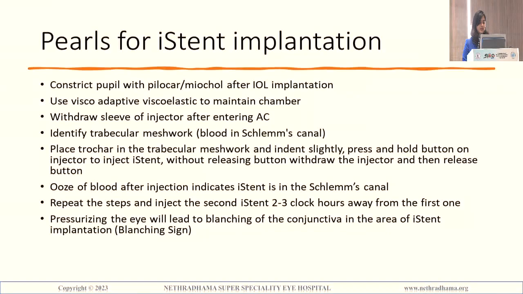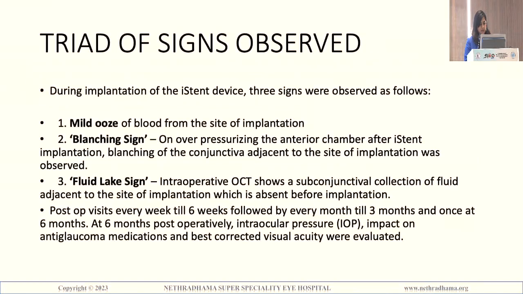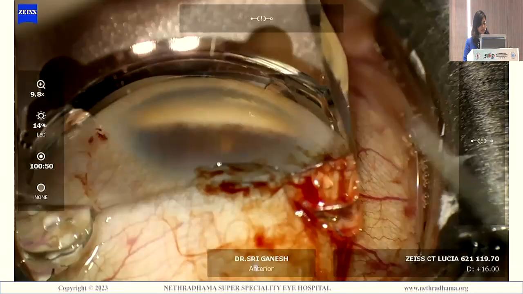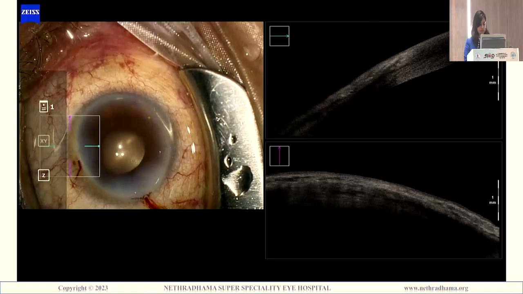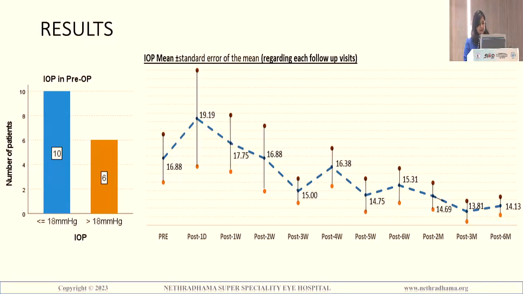Repeat the steps for the second iStent, 2 to 3 clock hours away from the first one, and pressurizing the eye will show a blanching sign. So this is the triad of signs to be observed: mild ooze, the blanching sign, and the fluid lake sign. Now this is the same video of all the three signs. I'm going to skip ahead and just come to some data.